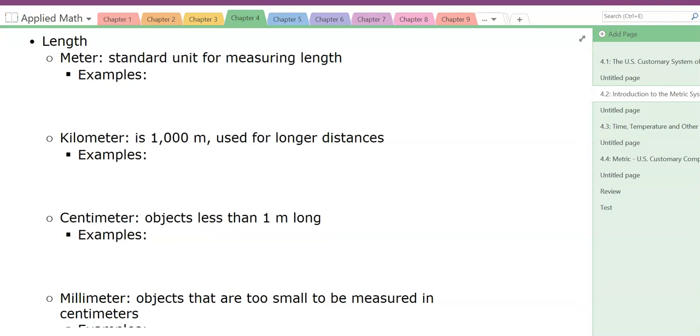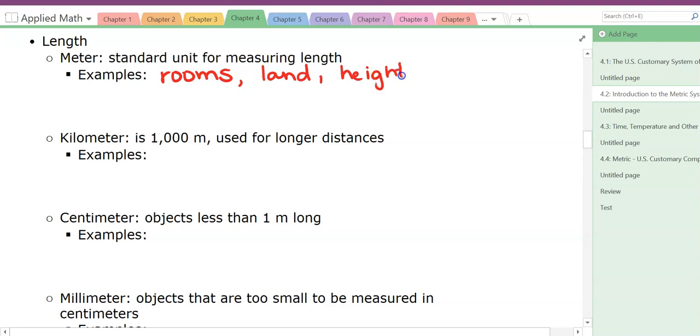Examples of when you might use a meter would be if you're measuring the length or size of a room, how long and how wide a room would be. If you're measuring land, like if you're putting out a lot for sale, you would measure that in meters. You might use heights of buildings, and possibly even something like a mountain. So meters have a big range of measuring things.